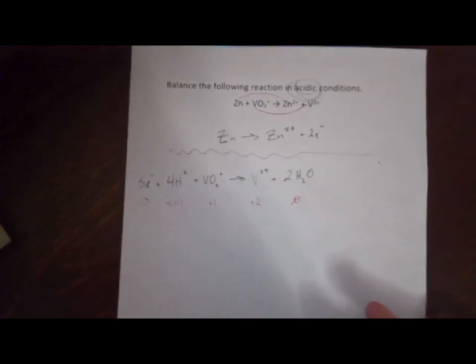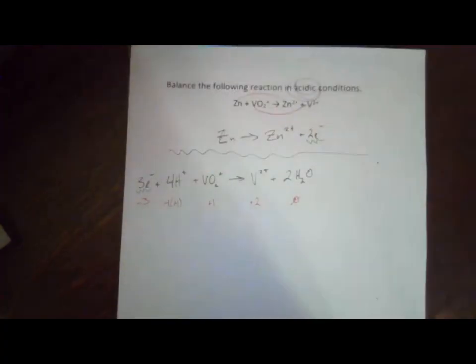All right, so each of our reactions is balanced for atoms, it's balanced for charge. So what we need to look at now is the 2 electrons and the 3 electrons. Those need to be equal to each other. They are not here, so we have to multiply it out.